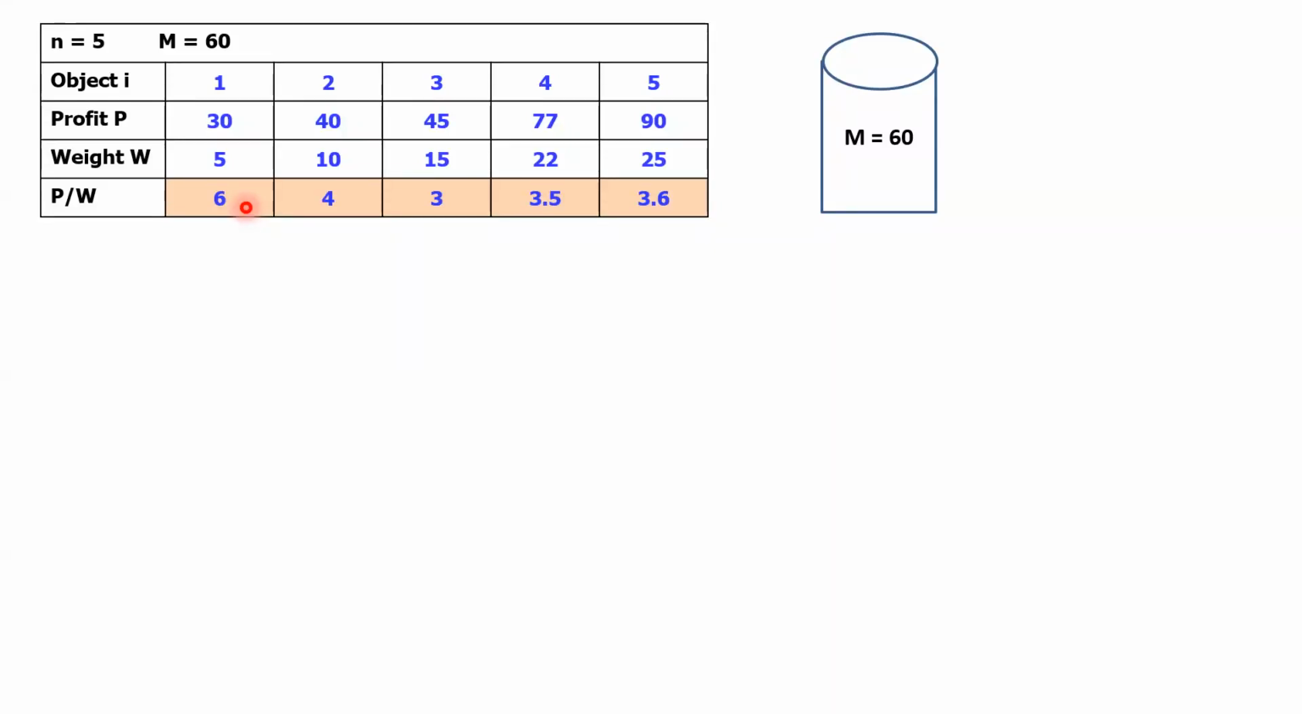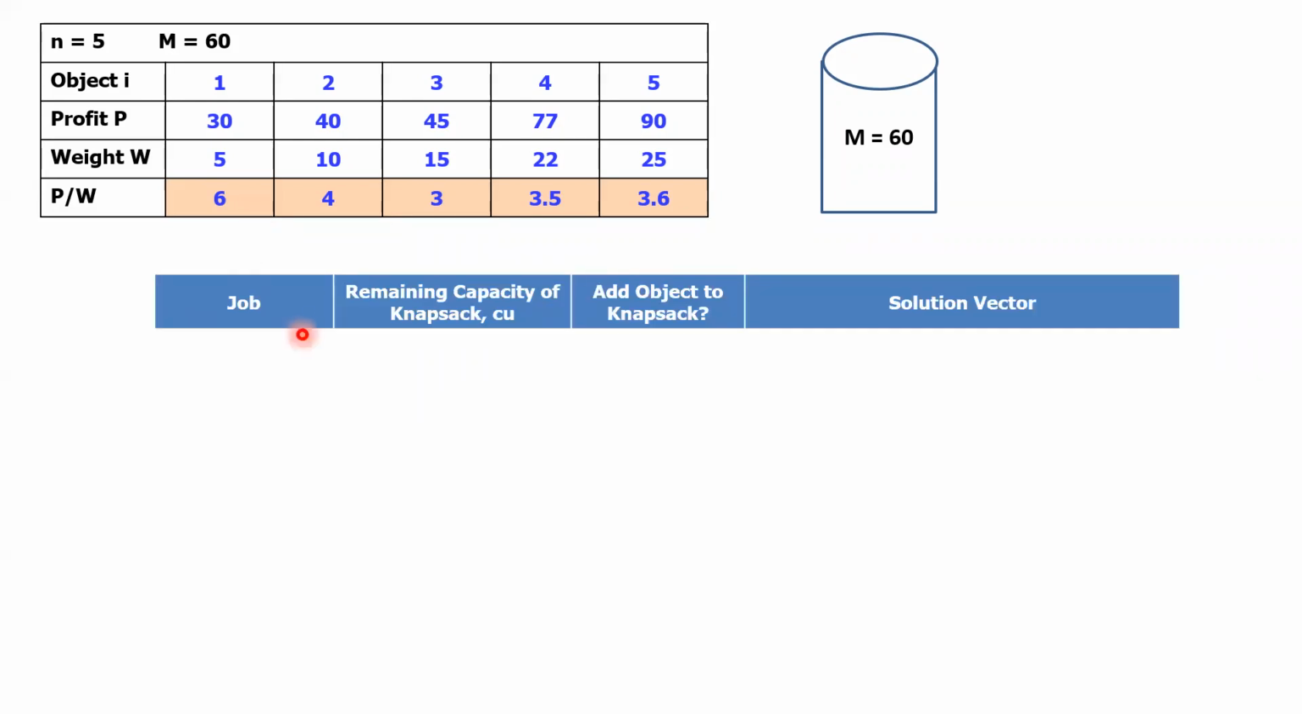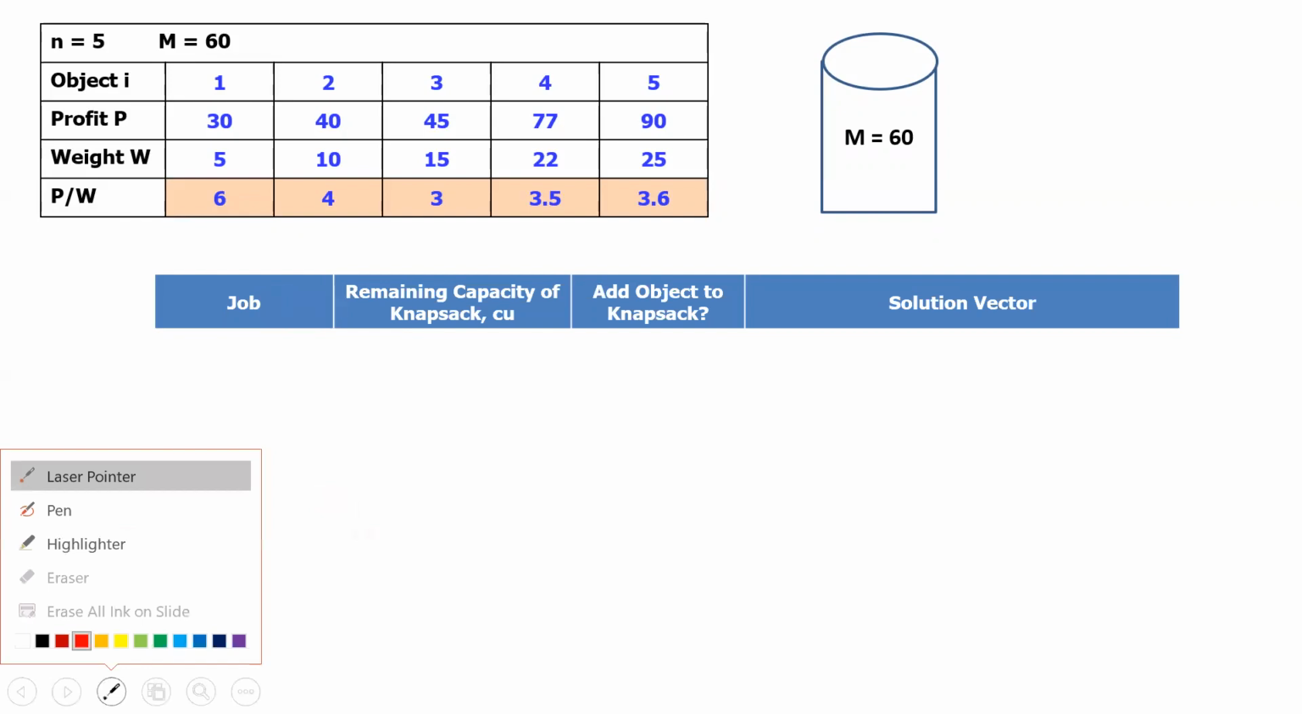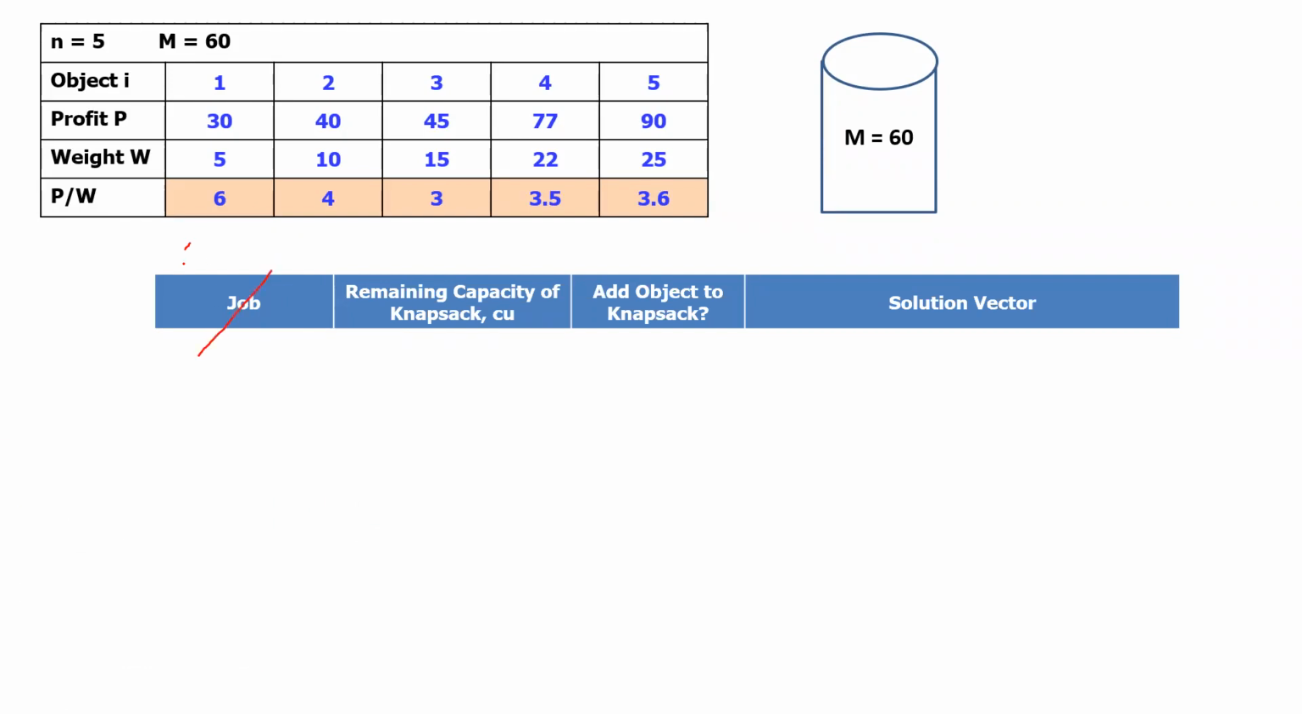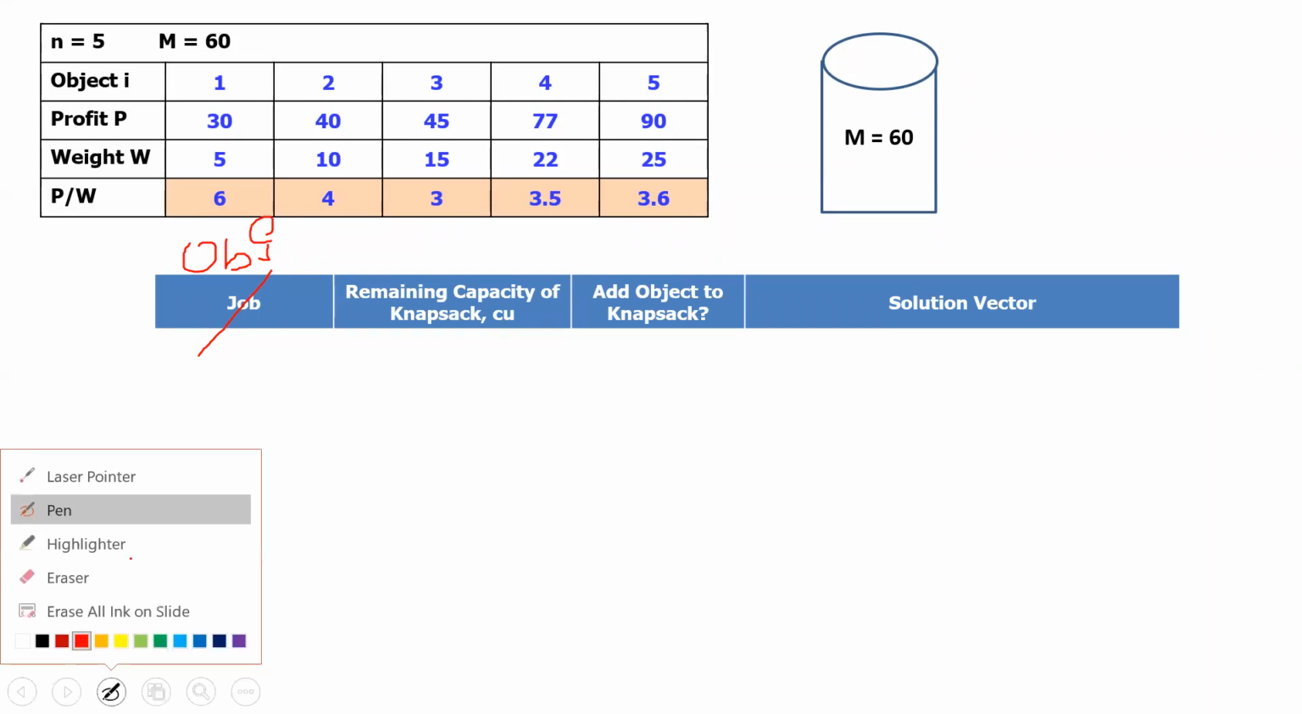Okay, so I'll try to formulate a table. The table consists of 4 columns. What is the object that you are considering? This is not job, but this is the object. Which object are you considering? What is the remaining capacity of the knapsack?